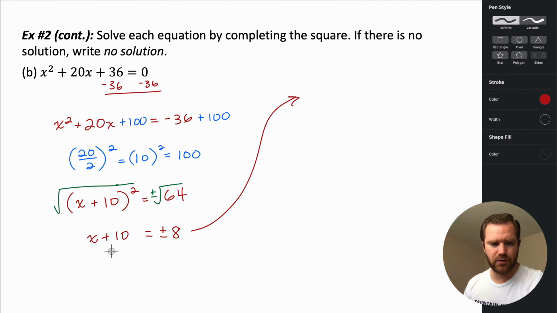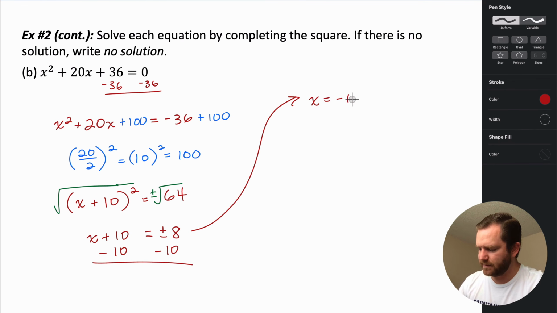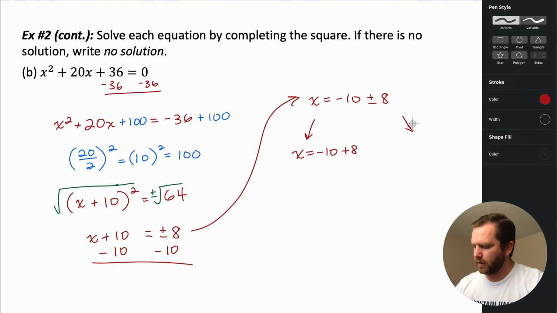Now, sometimes you can also see this written in this way. So if I were to subtract 10 from both sides, one thing that you have to be careful about is I can't just put these together right now. I can't say it's plus or minus negative 2. What this would end up looking like is x equals negative 10 plus or minus 8. And then from here, I can look at my two different equations, plus or minus 8. So from this, I would get that x equals negative 10 plus 8, or x equals negative 10 minus 8.